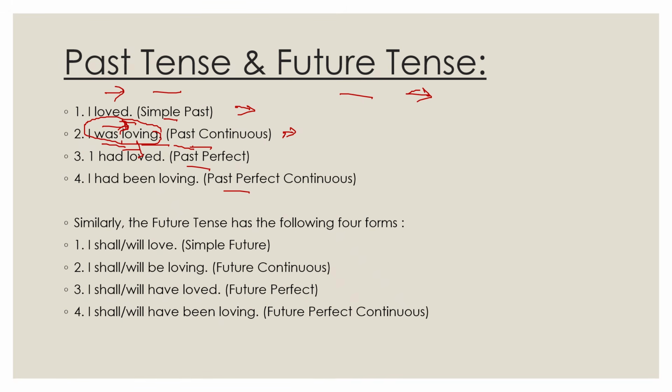Okay, so yeah, next past perfect, had loved. Had plus V3 form, that is past perfect. I had loved. It is perfect in the past, that means somebody was loved by someone in the past. That's it. I had been loving. It is also continuous in the past at some point.